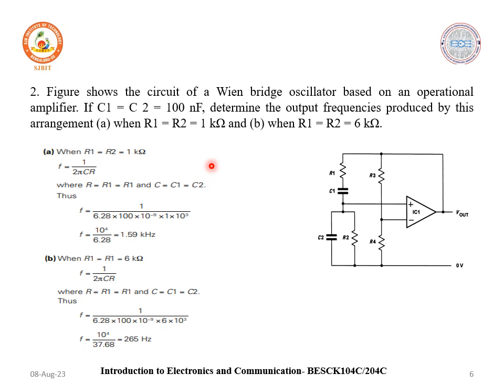This is the example for the Wien bridge oscillator based on an operational amplifier. Here we are going to consider C1 is equal to C2. We are considering two cases, and we are going to solve using the formula f is equal to 1 by 2 pi CR. Using this, we can find the frequency. For the first case, we get a frequency of 1.59 kilohertz. For the second case, where R1 is equal to R2 is 6 kilo ohm, the frequency of oscillation is 265 Hz. From these problems, we come to know that resistance and capacitance values are the main components in varying the frequency. By varying the resistance, we can control the frequencies.